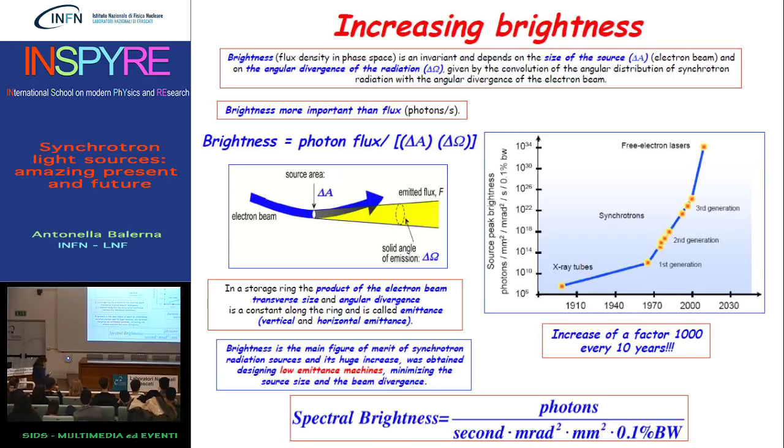What happens is that this increases as this gets better. So this means that you can realize beams with very small source dimensions and very small divergence in the vertical and in the horizontal plane.